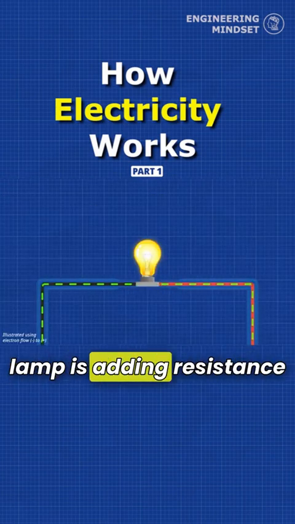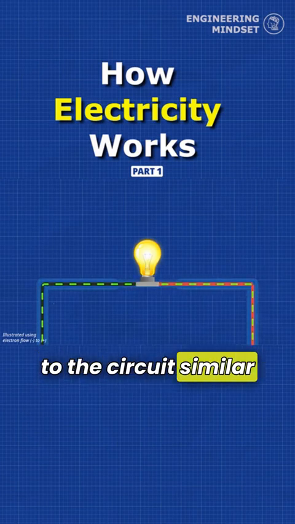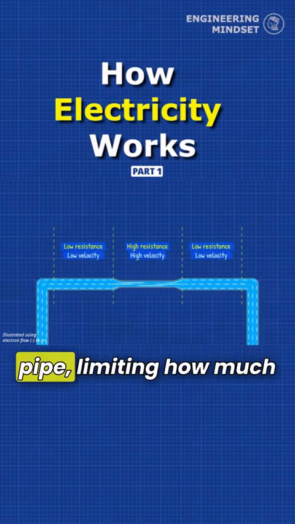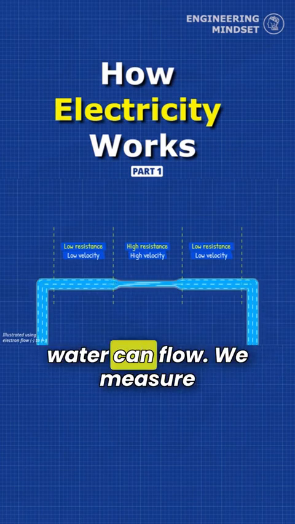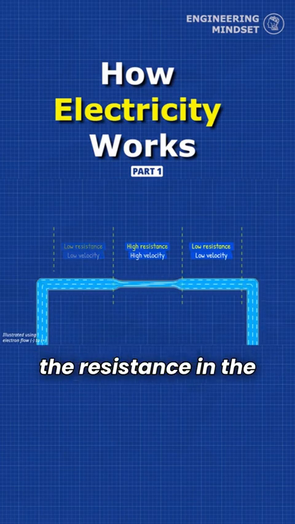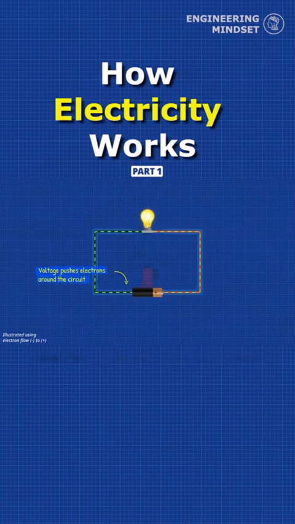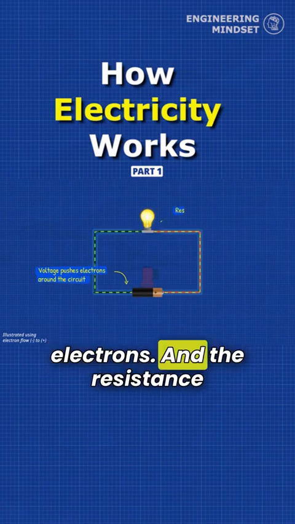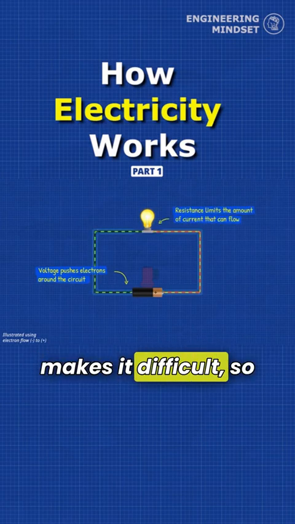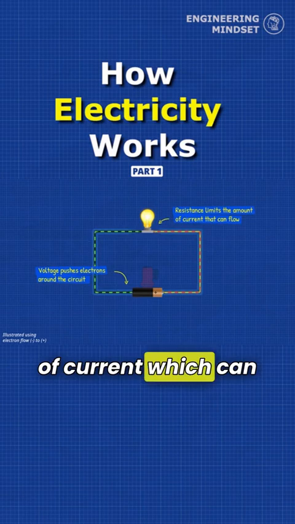The lamp is adding resistance to the circuit, similar to a section of thin pipe, limiting how much water can flow. We measure the resistance in the unit of ohms. So the voltage is the pushing force, which moves the electrons, and the resistance makes it difficult, so it limits the amount of current which can flow.